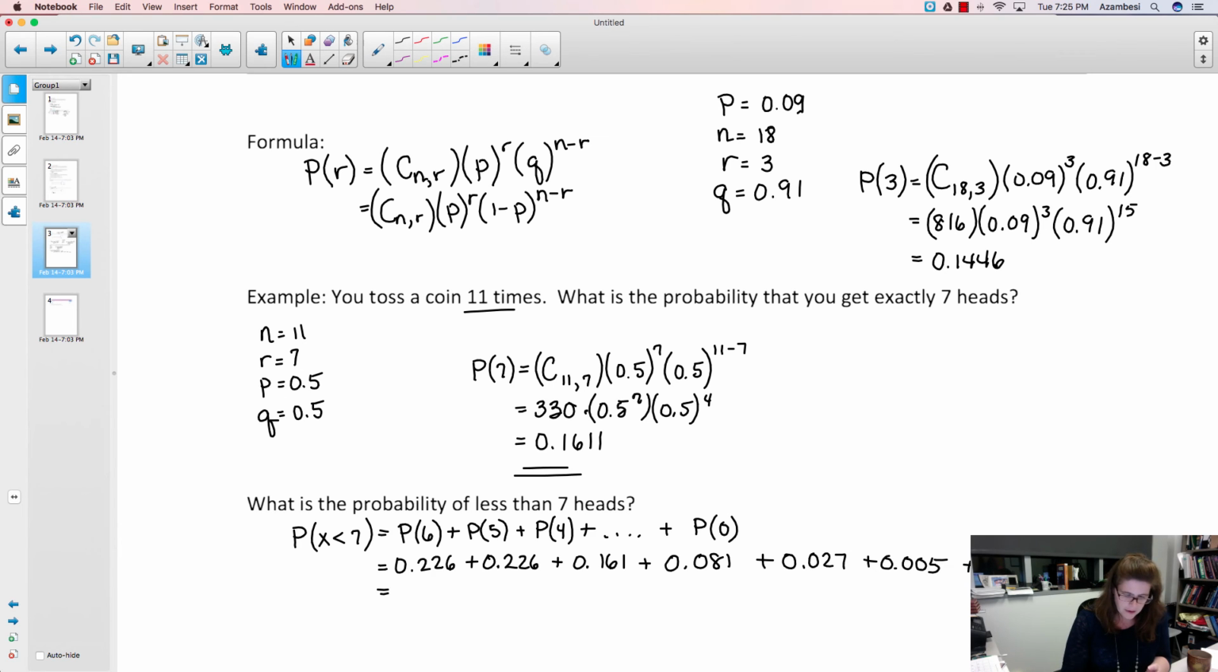That gives us a total value of 0.726. Now your homework actually has the binomial table built in, so you can click on a link for the binomial table and see the binomial distribution table to calculate your values.